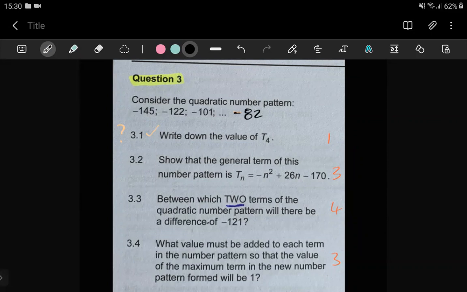3.4. Okay, so we are there at 3.3 and 3.4. So the big idea with 3.3 says, between which two terms of the quadratic number pattern will there be a difference of negative 121?